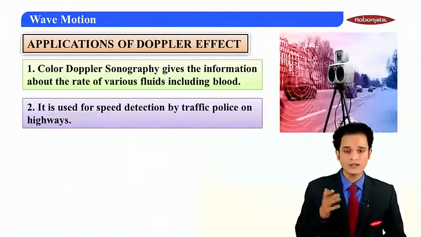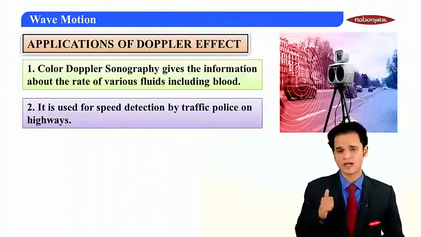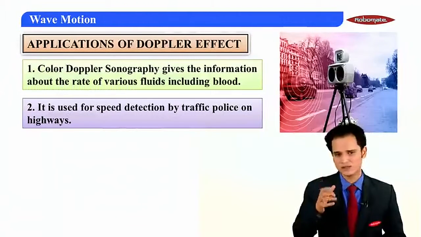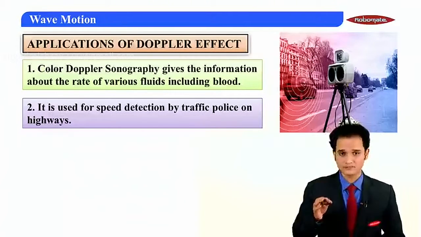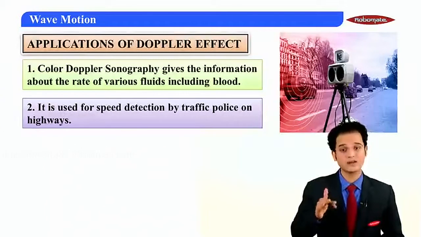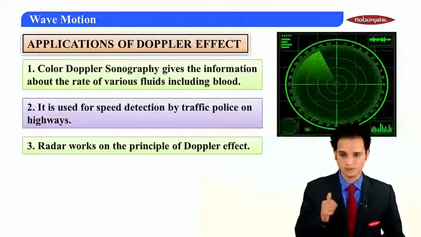Let us have a look at the second case. It is used for speed detection by traffic police on highways. Traffic police have got speed guns that are set for a certain speed. That means if there is any vehicle which exceeds the speed, what happens is beats are formed, and these beats in turn trigger a circuit that gives the alarm. Let us have a look at the next principle, students.